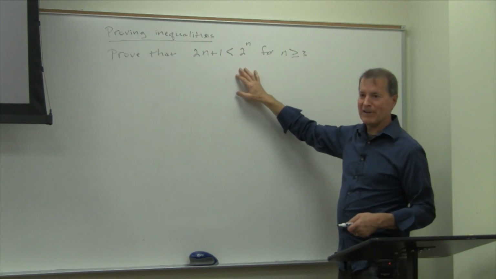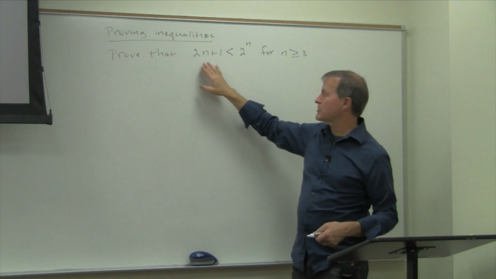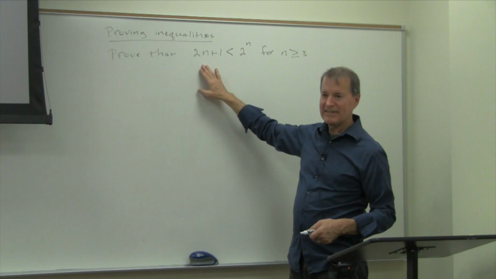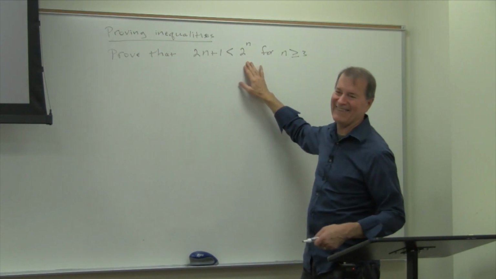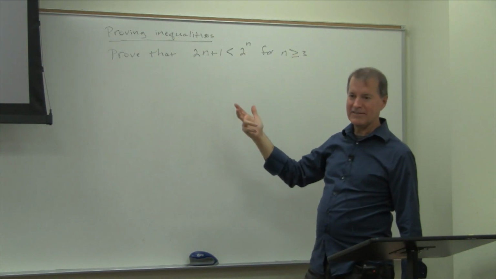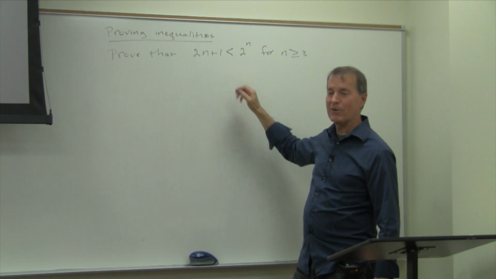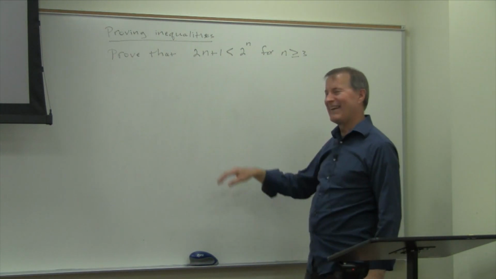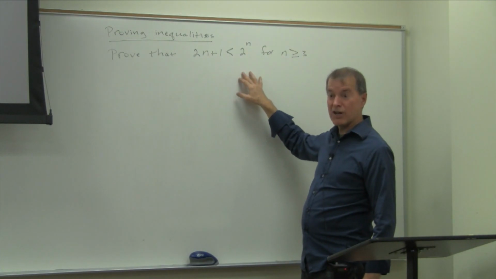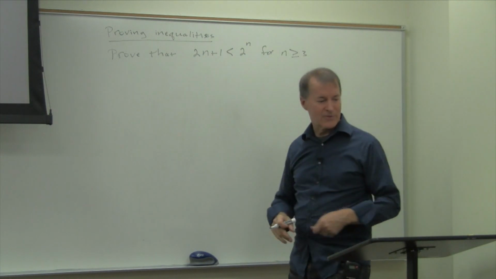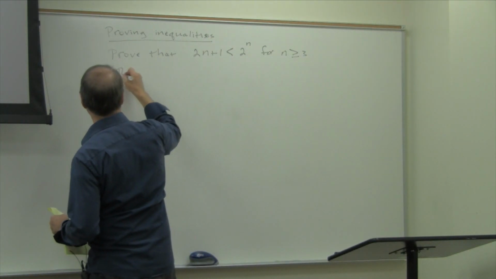It also wouldn't work for n equals 2. But if n equals 3, what's 2 times 3 plus 1? 7 is less than 2 to the 3, which is 8. Oh, we just did the base case, actually. And it works for 4 and 5 and 6, but we want to prove it in general. So we just did the base case verbally, so let's write it down.